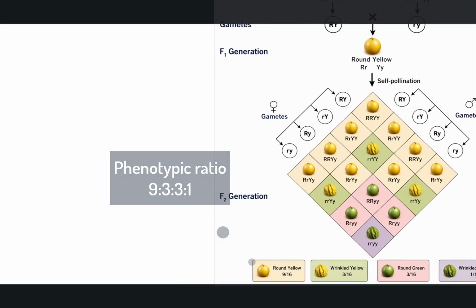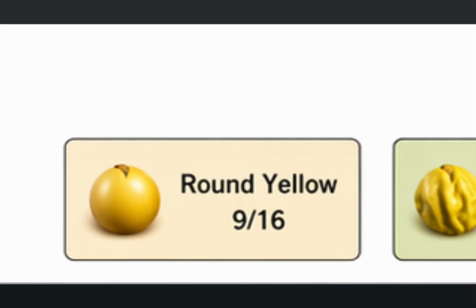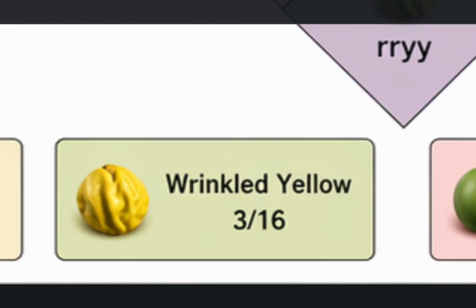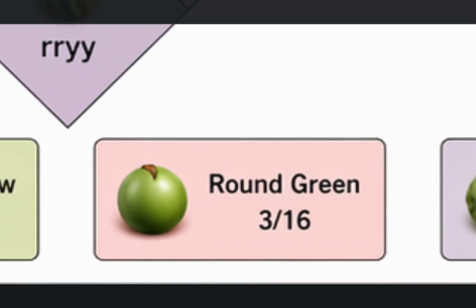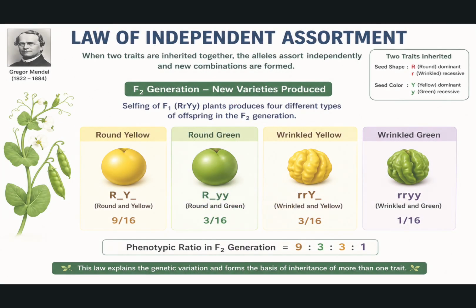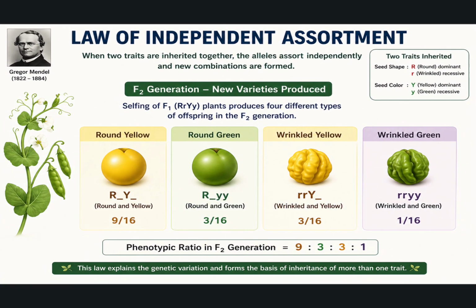9:3:3:1. This means 9 plants had round yellow seeds, 3 plants had round green seeds, 3 plants had wrinkled yellow seeds, and 1 plant had wrinkled green seeds. This shows that the two traits were inherited independently of each other. This is called Mendel's law of independent assortment.